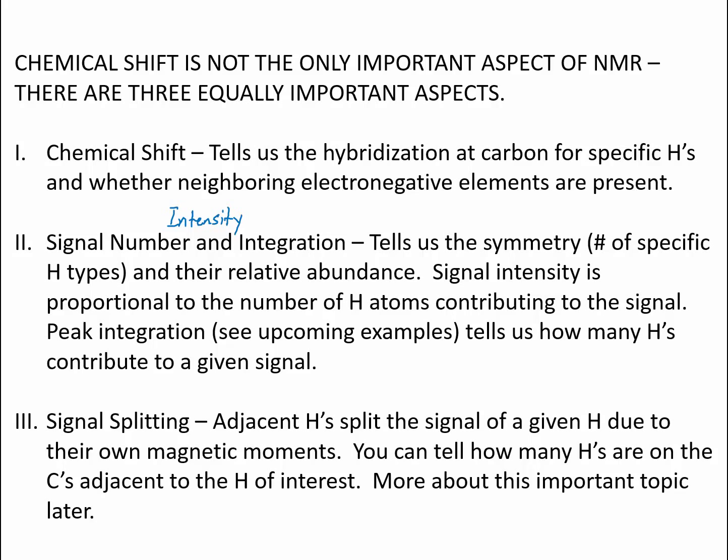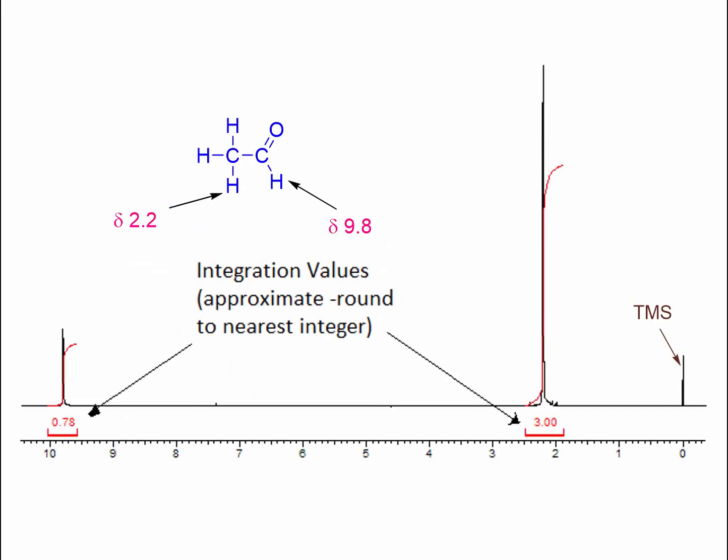Okay, the other information that we're going to get out of a proton NMR spectrum is signal splitting. And this is the last topic we're going to cover in the proton NMR section. Adjacent hydrogens will split the signal of a given hydrogen due to their own little magnetic moments. And you can tell how many hydrogens are on the adjacent carbons relative to the hydrogen that you're looking at. This is perhaps the most important thing that allows us to determine one specific structure from an NMR spectrum.